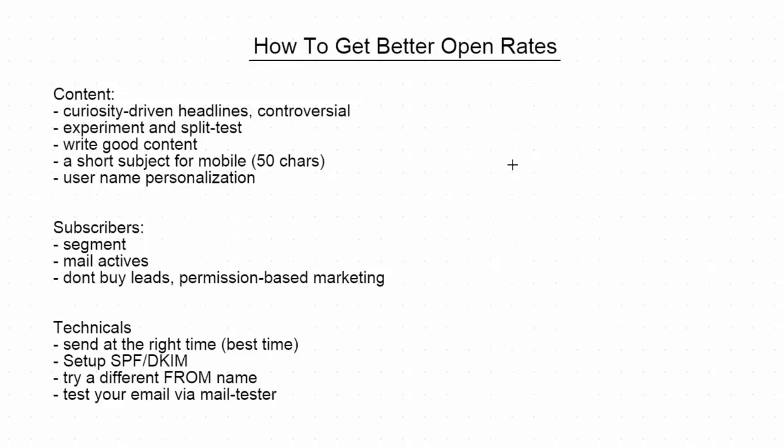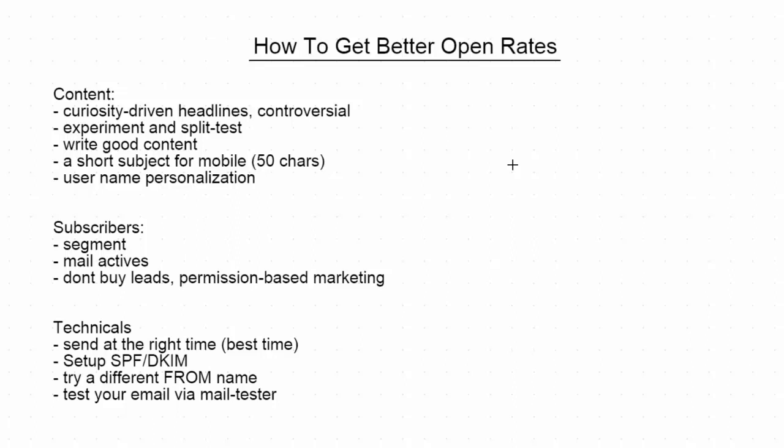Number 3, write good content. Now, of course, that's a given. You want to write good content, but you'd be surprised how often I come across emails that are just really shallow, really superficial in the messaging. You can only get people to open so often till they realize that the content actually is terrible. So if you can write good content, people will be more likely to come back and open your emails.